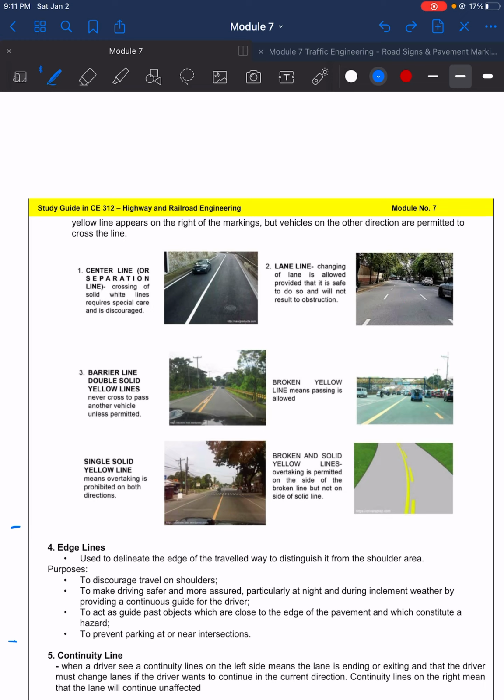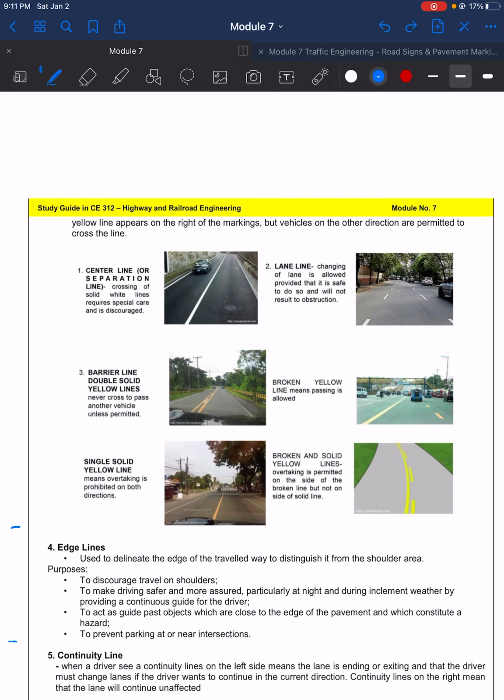Okay. Then we have the barrier line, double solid yellow lines. Never cross to pass another vehicle unless permitted. Then we have the single solid yellow line, means overtaking is prohibited on both directions. So ito yun, and it is solid yellow line. Then we have the broken yellow line, means passing is allowed. So here is the broken yellow line.